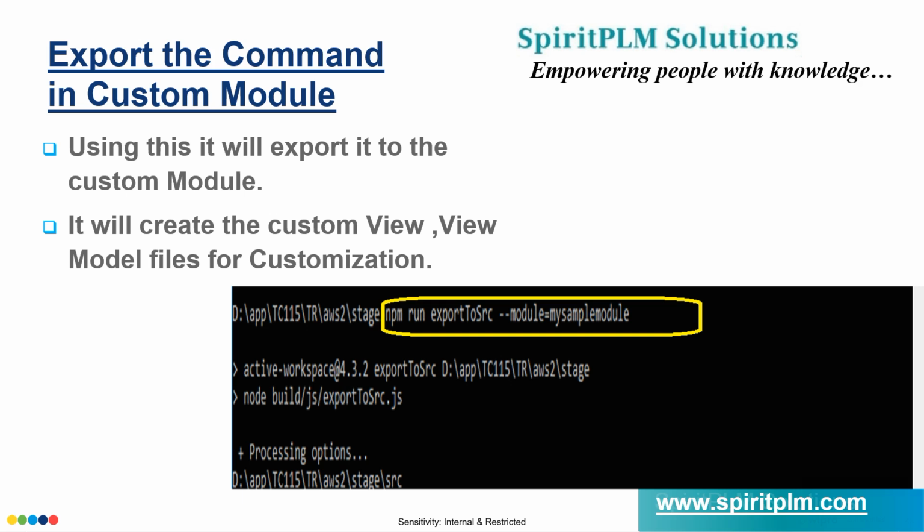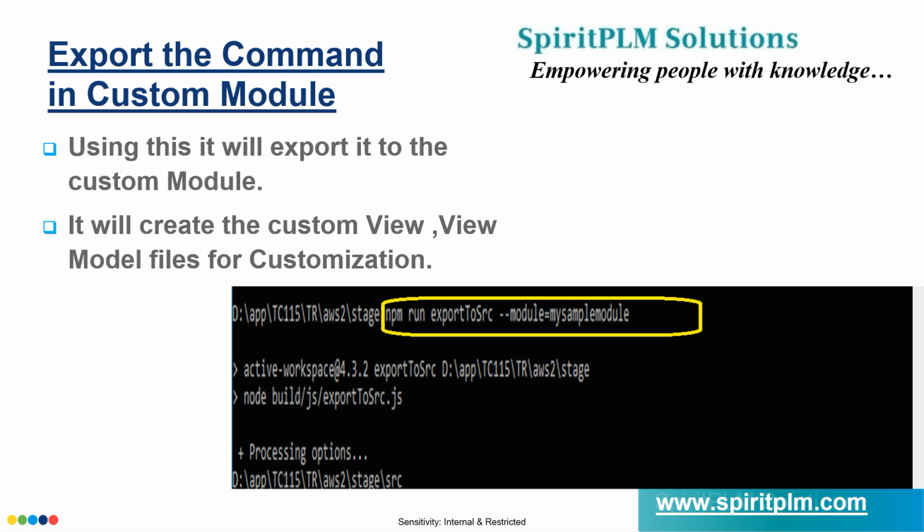Whatever module you have created, and inside the module if you want to add your panel code or your UI-related code, how do you export that code? You can export that command-related code in your custom modules. To run that, you have to run the script npm run export to src --module equals the module name, so that your custom view and custom JSON file are generated in your custom module.